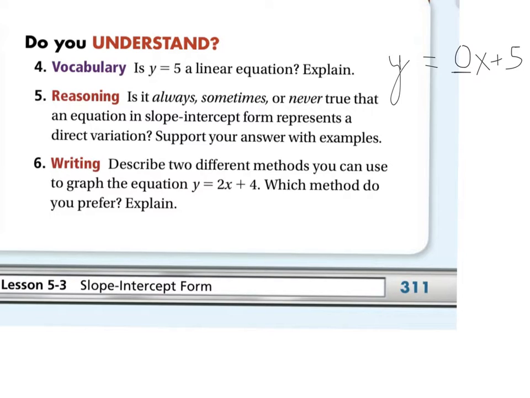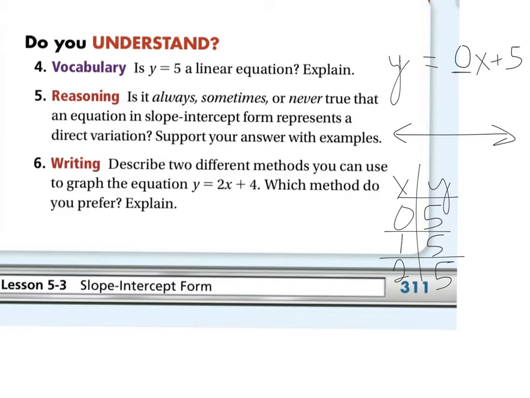So this actually is a linear equation. We could just say that it's a linear equation with a slope of 0. What's going to happen there is this is going to be just a horizontal line, because y is always equal to 5. Kind of a weird one, where if you're doing a chart here, you put in a 0 for x, you get 5. You put a 1 in for x, you get 5. You put a 2 in for x, you get 5. We're going to get 5 no matter what. So it's a horizontal line. So that would be a linear equation.